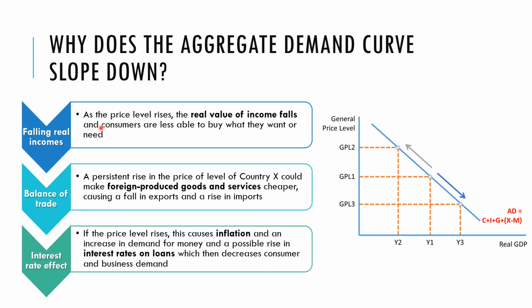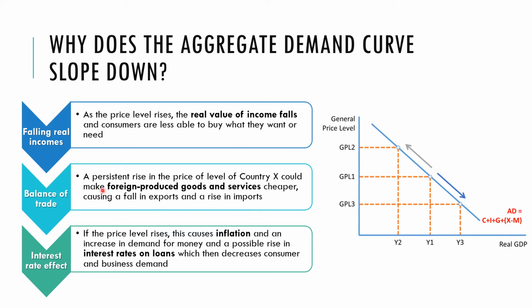The first reason is as the price level rises, when the price level is high, the real value of income, so your income adjusted for inflation, will be lower. What your money can buy, the real value of your income, will fall. And if the real value of your income falls, then consumers are less able to buy what they want or need. So as inflation rises, real incomes are falling, so people are able to buy less and less goods.